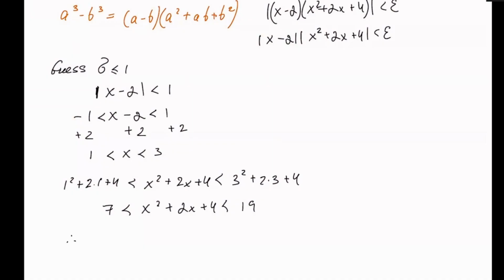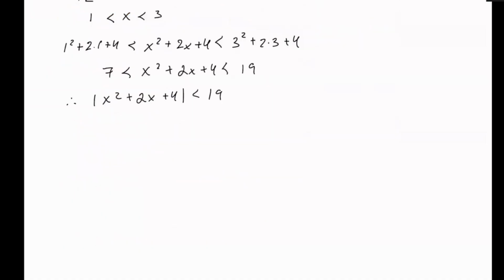So therefore, x squared plus 2x plus 4 is less than 19. So we choose this to be our upper bound. Now, x cubed minus 8 equals x minus 2 times x squared plus 2x plus 4, which is going to be less than 19 times the absolute value of x minus 2, less than epsilon.